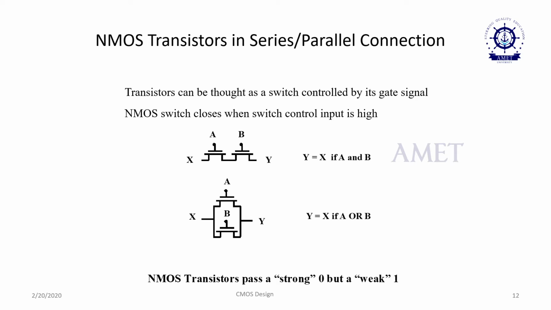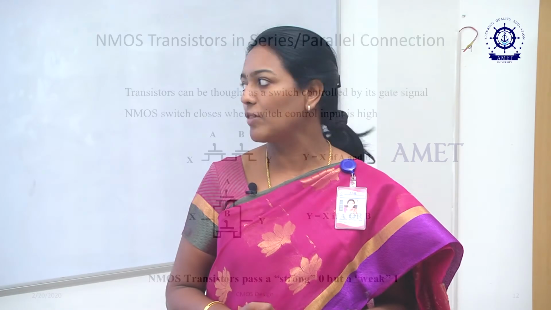So here, if A and B are connected in series, output will be equal to the input, that is Y is equal to X. If A and B are connected in parallel, output is equal to input, so that we can get the OR structure. So this slide shows both AND as well as OR structure using MOS transistors. One is established using NMOS, the same also will be established using PMOS.